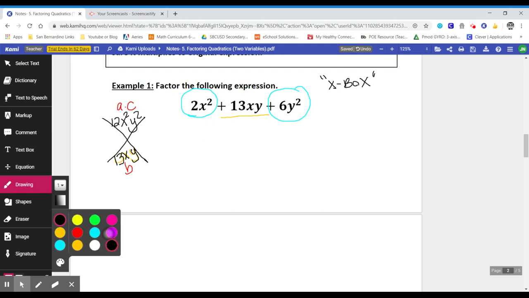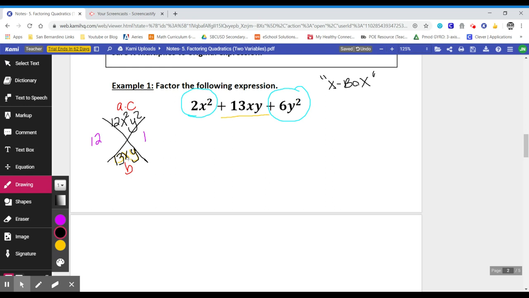So when you're finding the combination of numbers, same thing. Think of two numbers that multiply to 12, but add to 13. If you said 12 times 1, that is correct. So 12 times 1 would give you 12, and 12 plus 1 would give you 13. However, we're going to have to make sure that it adds up to the number on the bottom, and it multiplies to the number on top, meaning that we're going to have to include some variables as well.